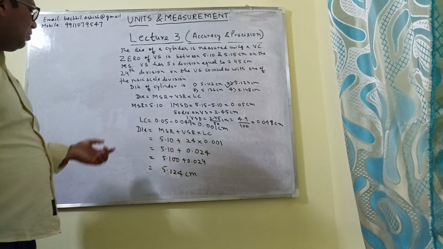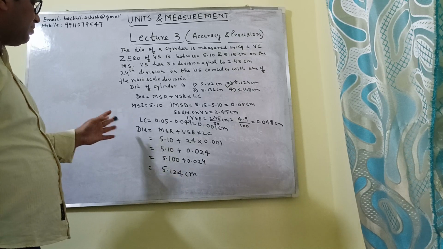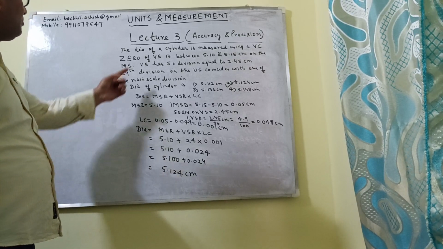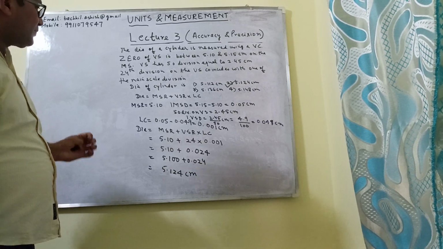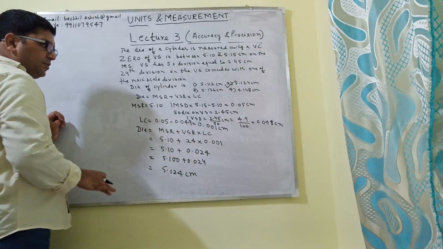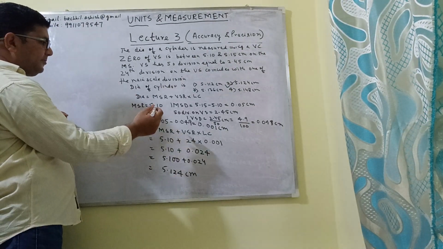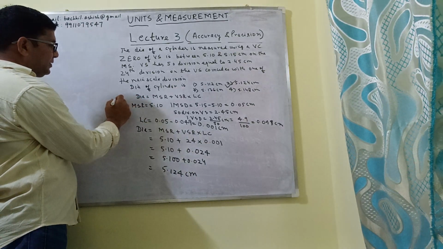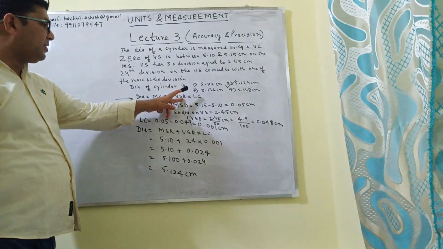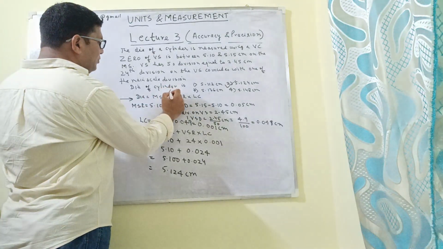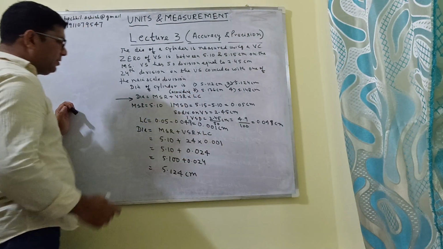Okay. So this is how we calculate the diameter or any of the linear dimensions of any object with the help of a Vernier caliper. The most important thing in this question is that we have to use this formula, that is the diameter is equal to main scale reading plus Vernier scale coinciding reading into the least count.